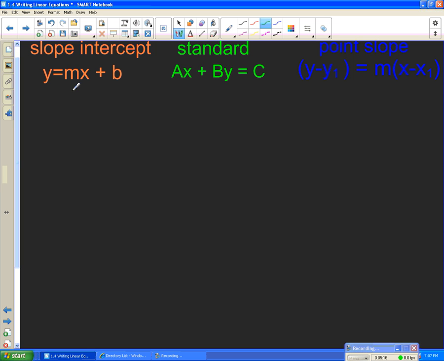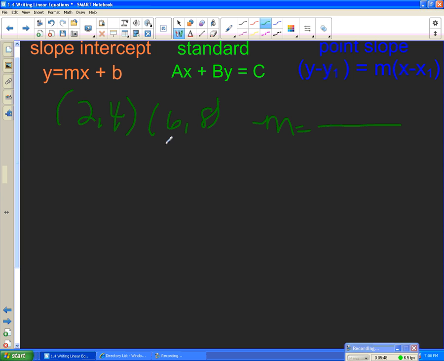Let's say our points are 2, 4, and let's say 6, 8. So if I have points 2, 4 and 6, 8, and I need to figure out which form I want to use, and look at the two here, they both have slope in them, so I'm probably going to be good by starting by finding the slope. So let's go ahead and find the slope first.